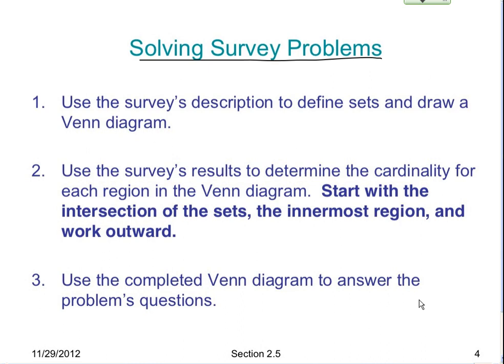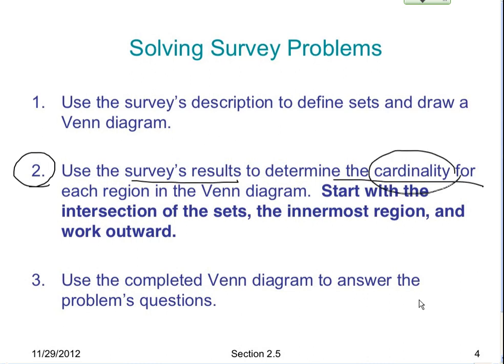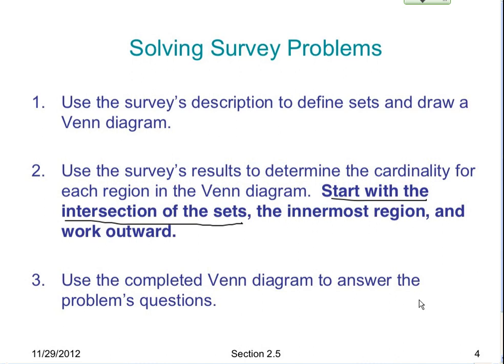Suppose I give you a survey problem, a word problem, and I want you to answer questions about the survey. First thing you're going to do is use a description to define sets and draw a Venn diagram. Second thing you're going to do is use the results to determine the cardinality. Remember, the cardinality is the number of elements for each region in the Venn diagram. This is important. It's in bold for a reason. You're going to start with the intersection of the sets. That's the innermost region, and you're going to work your way out. And lastly, you're going to use the completed Venn diagram to answer the questions.